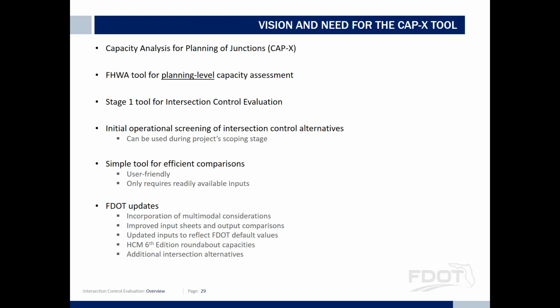We've improved the input sheets and output comparison sheets. We've updated inputs to reflect FDOT default values, and we'll talk about that here a little bit. And then we have the HCM 6th edition roundabout capacities built in. And as you know, the roundabout capacities are kind of difficult to assess because of driver familiarity. If you're familiar with the HCM, you have to calibrate the roundabout in order to get a good number for the capacities. So that's done after the implementation. But a good measure or a good rule of thumb for roundabouts is considered here. We don't go into the detail of calibrating.